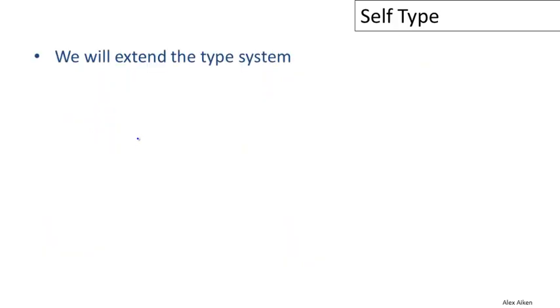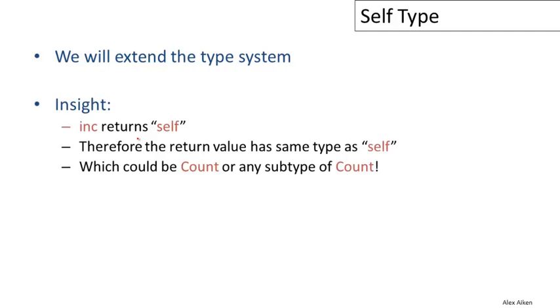So to solve this problem, we're going to look at extending the type system. The insight is that the increment method returns self. In this case, the increment method actually returns the self object. And therefore, the return value is going to have the same type as self, whatever self happens to be, which could be count or any subtype of count. So the self object only has to be dynamically something that holds a value that's a subtype of the declared type of the self parameter. And so it could be any one of the subtypes of the count class.